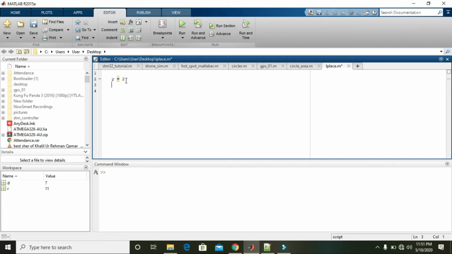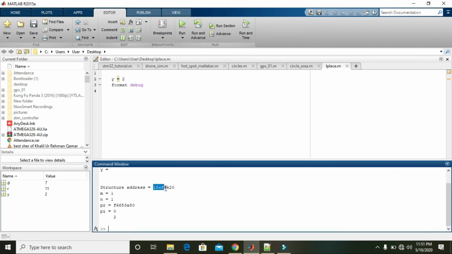So what to do now then? We are supposed to write format debug. So hopefully it will give us the address of the variable. And here you can see that this is your structure address. And PR is actually for the real part and PI is actually the imaginary part.